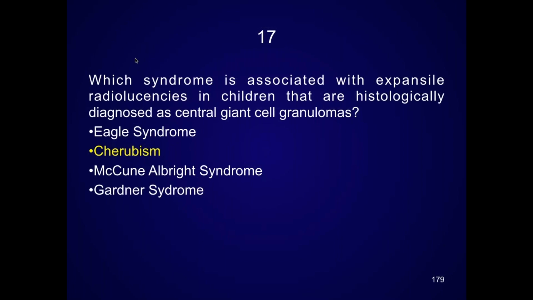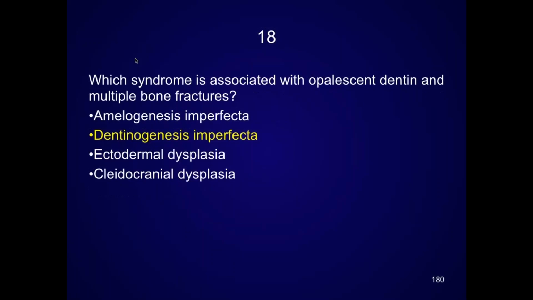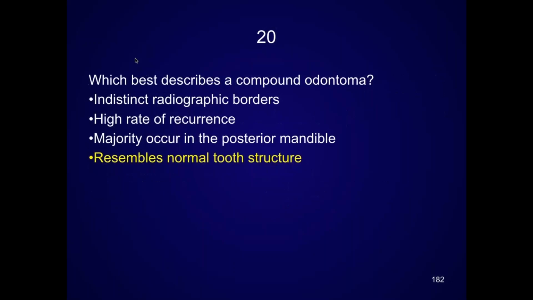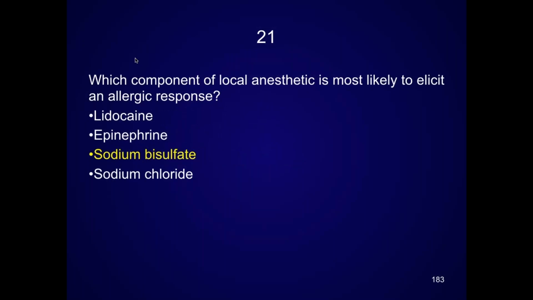What about kids with expansile lesions that have central giant cell granulomas? It's cherubism, right? What about opalescent dentin? That's the dentinogenesis imperfecta cases. All right, this is an IV bisphosphonate Zometa question, and it's all about the keywords fever and pain. Once you have fever and pain and purulence, now it's stage 3, and it's the stage 3s that you treat. All right, so that's the broad gist behind this question. Compound odontoma, easy. It's the one that looks like a tooth, as opposed to a complex, which looks like a mass of nothing, right?